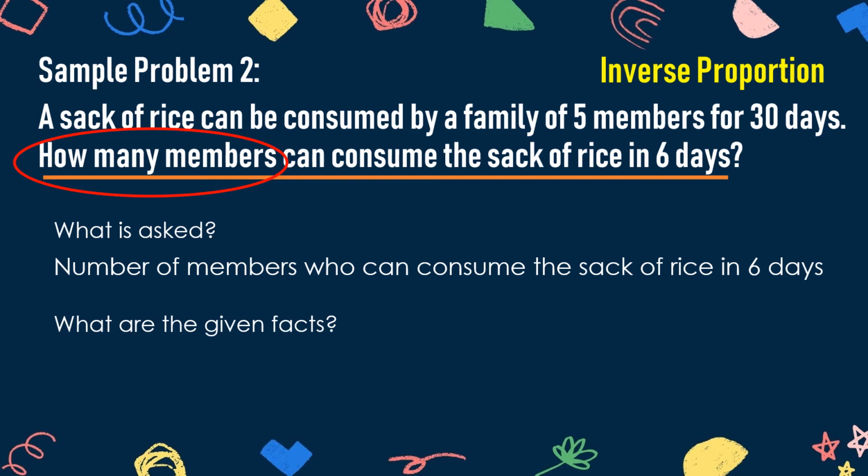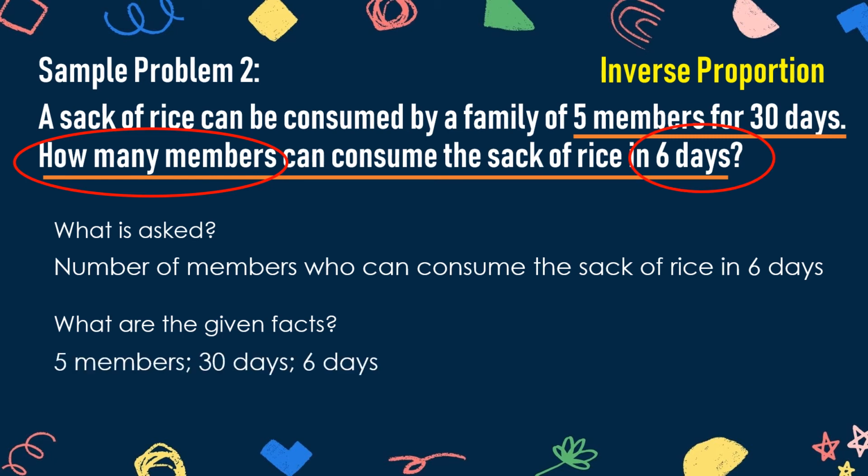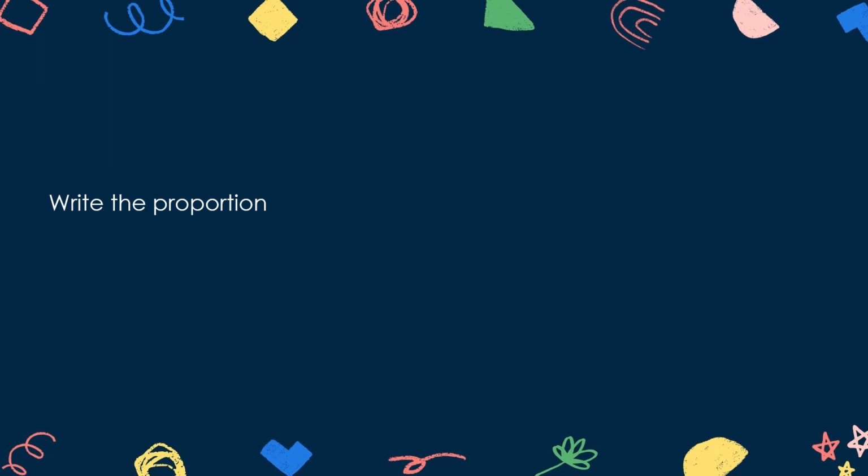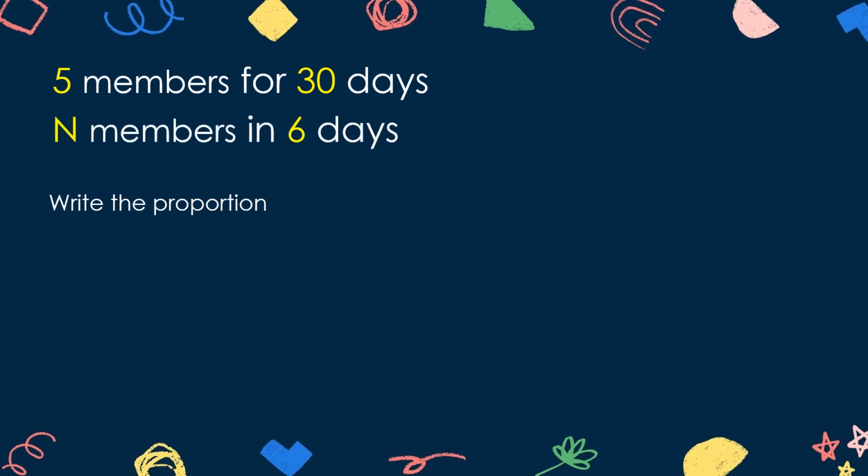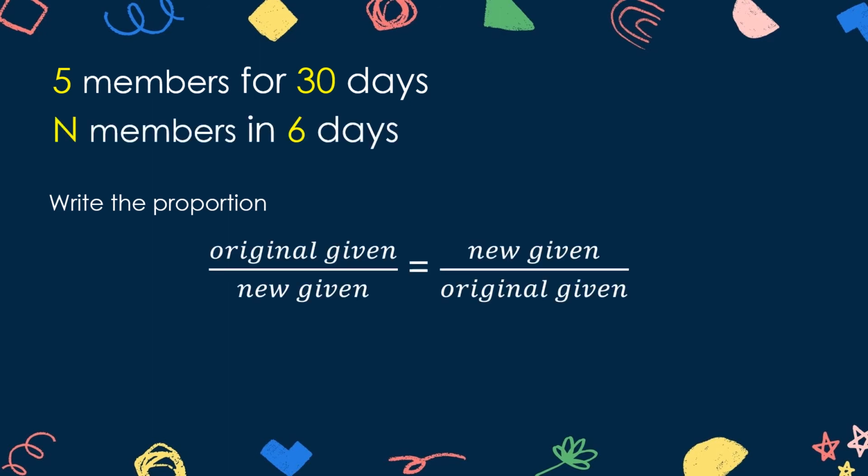What are the given facts? We have there 5 members for 30 days and 6 days. So, these are the given: 5 members, 30 days, and 6 days. After that, let us write the proportion. In writing the proportion, remember the given facts. Follow also this formula: original given is to new given equals new given is to original given.